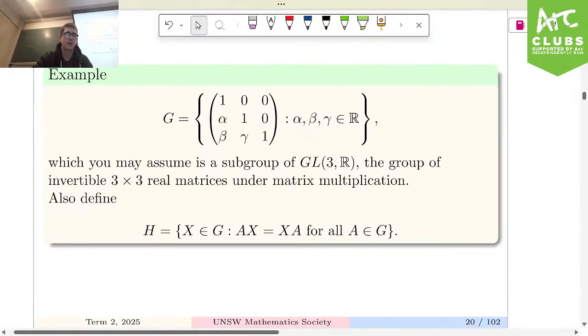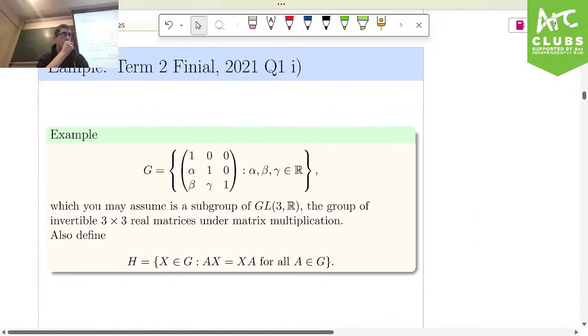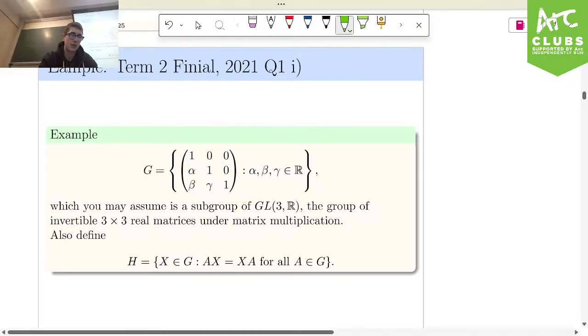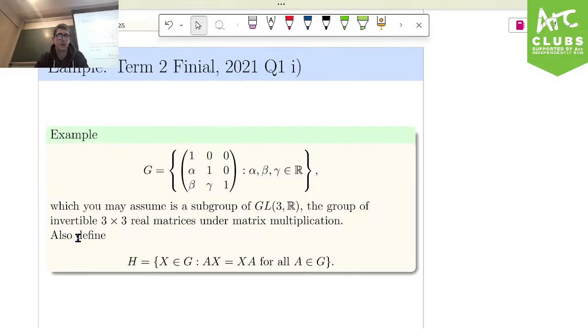So now we just have a little question to wrap up this topic of group theory. What we have here is a little group that we're saying is a subgroup of the general linear group of invertible 3x3 matrices that have this particular shape, where we have a lower triangular matrix of ones on the diagonal, and then we have alpha, beta, gamma filling up these elements. It can be really anything from R, we're saying. And we're defining this set for now, H. We don't know if it's a subgroup just yet.